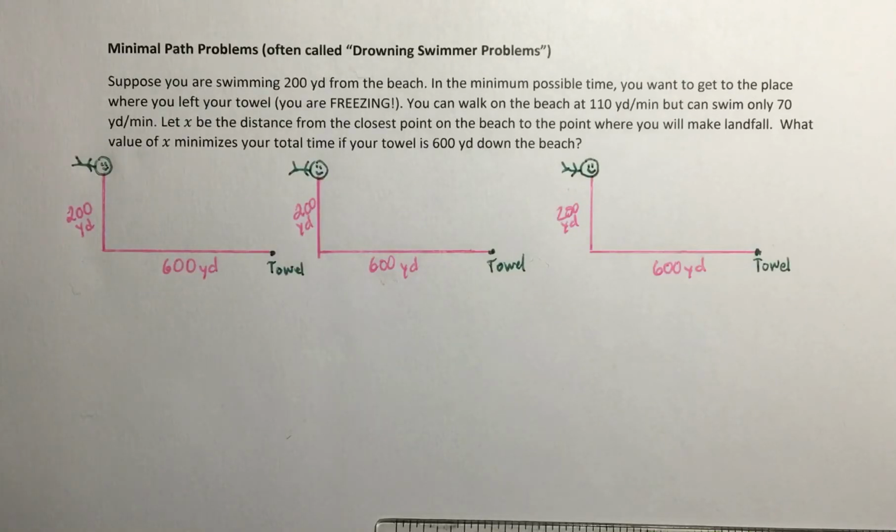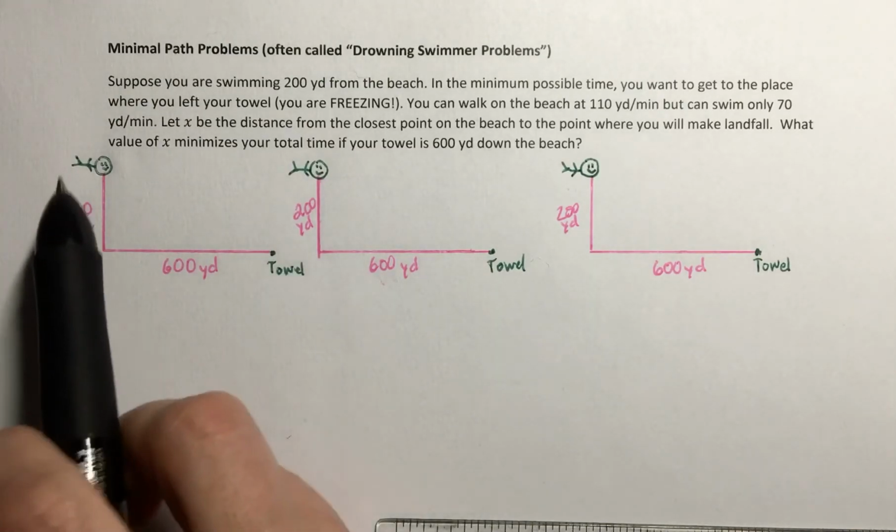Hey everyone, we have some more applications of derivatives with some genuine fake real life examples. So what we're doing are called minimal path problems. Sometimes they're called the drowning swimmer problems. So for example, suppose you're swimming 200 yards from the beach.